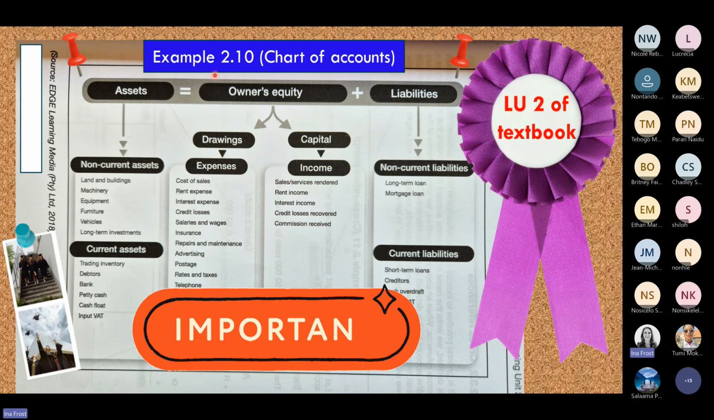When we covered the previous videos, we spoke quite a bit about this example 2.10. And this example is still very, very important for your exam revision, because in this table, we give you all the different general ledger account names. And again, we tell you whether they're assets, or expenses, or income, or non-current liabilities. So please don't forget to keep this page in mind when you do your exam revision.